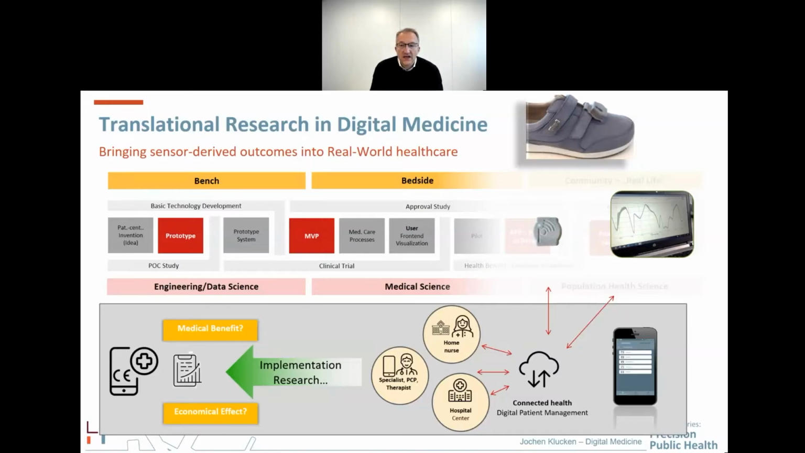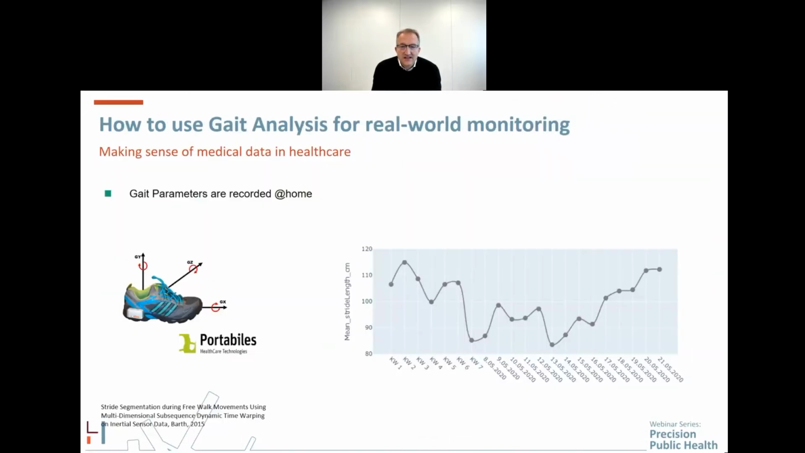But again, we wanted to test if we can bring this sensor technology into the real-world environment and into home care. And here is an example of what happens if we give the sensor to a patient and let him record at home.